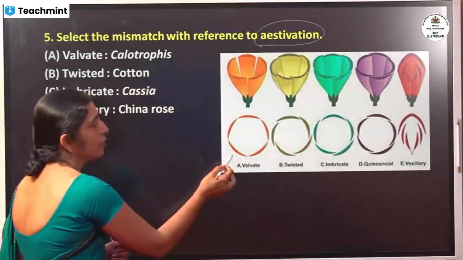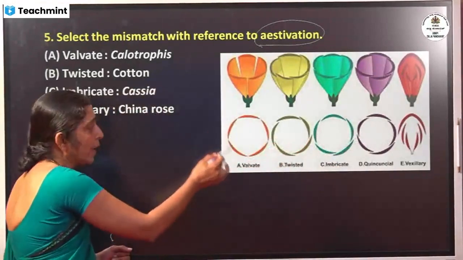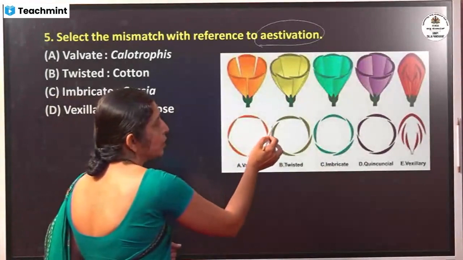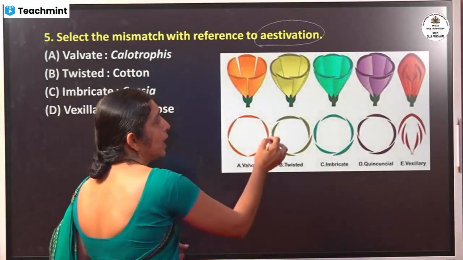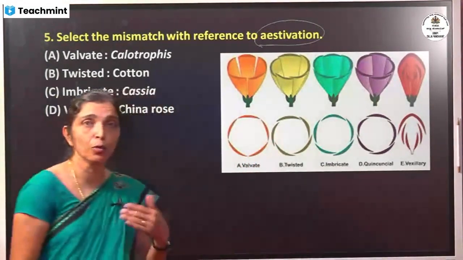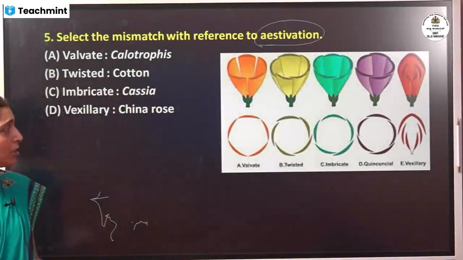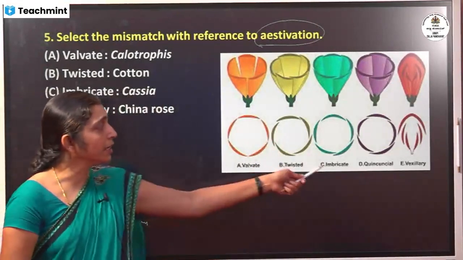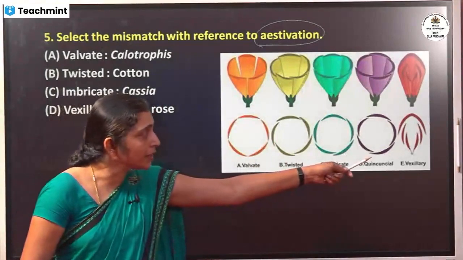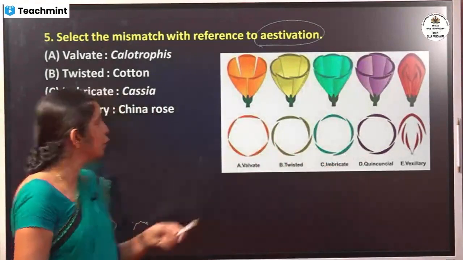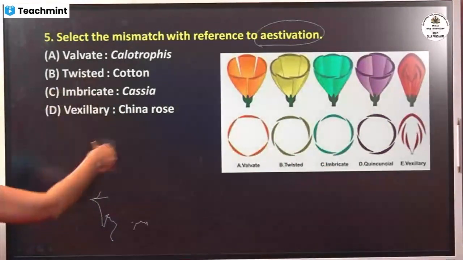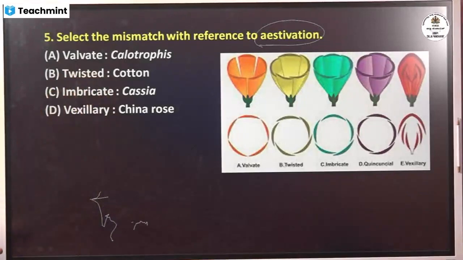So we have valvate, wherein there is no overlapping. We have twisted, wherein on one side it is being overlapped, and on the other side it is overlapping another petal or sepal. We have the imbricate, the quincuncial, and the vexillary type of estivation. So among these, which is a mismatch?